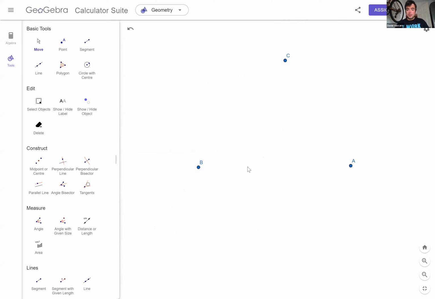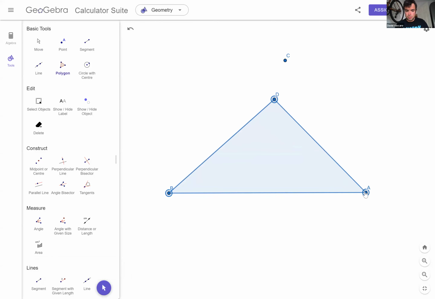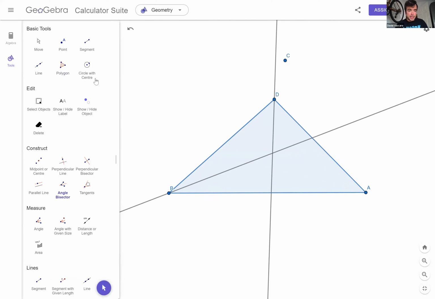Right, let's finish with another nice piece of geometry. So what I'm going to do is something similar to before: I'm going to draw a triangle. So here's my triangle. And I'm going to draw the angle bisectors of the three angles. So I'm going to draw the angle bisector of ABC. Then I'm going to draw the angle bisector of BCA. And they meet in a point.